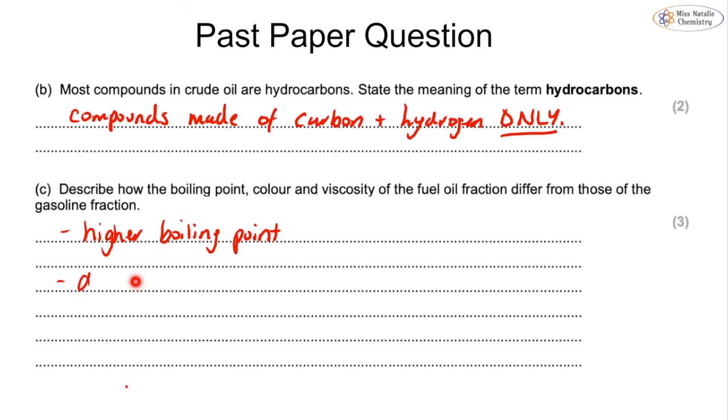The fuel oil is going to be darker, and the fuel oil is also going to have a higher viscosity. Or you could even say it flows less easily. Something like that, just to show that we've got a difference in how easily they flow. And we're always looking for boiling point, the colour and the viscosity from the question, and just specifying what is actually happening. So increasing our boiling point, getting darker, and they're flowing less easily.